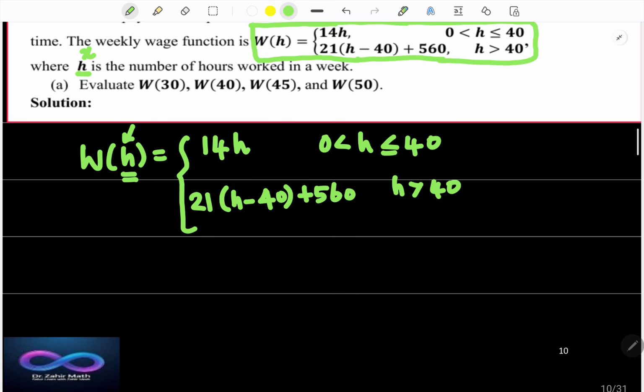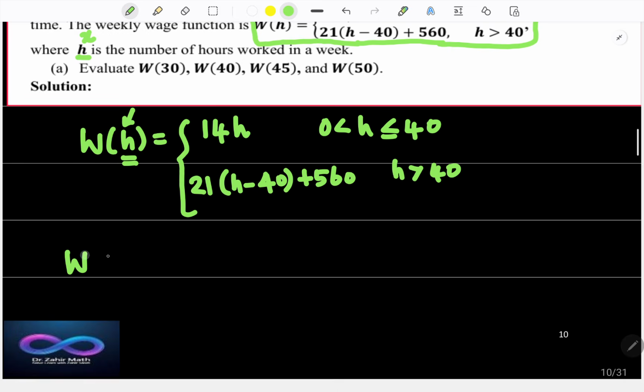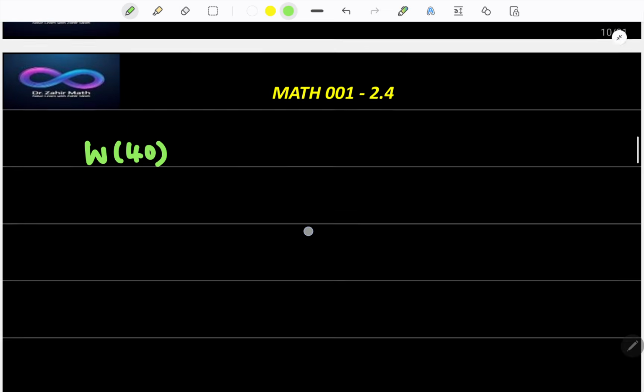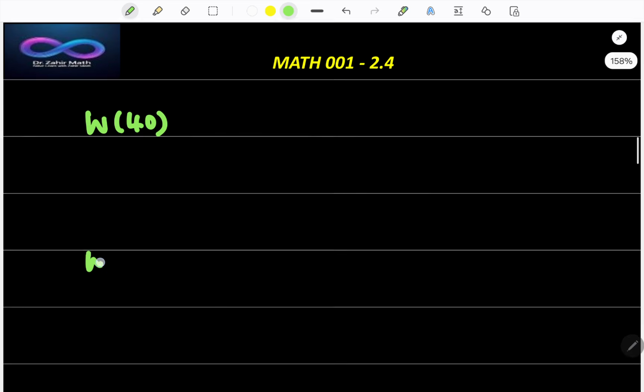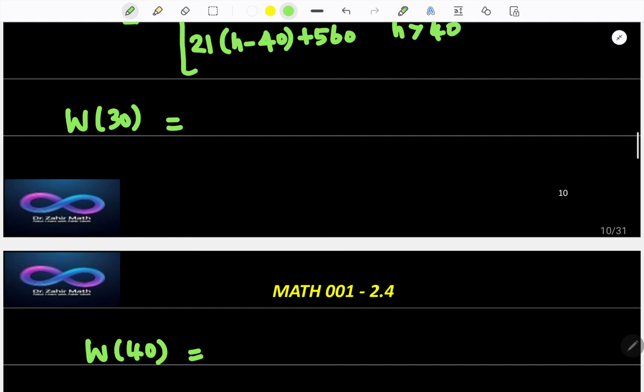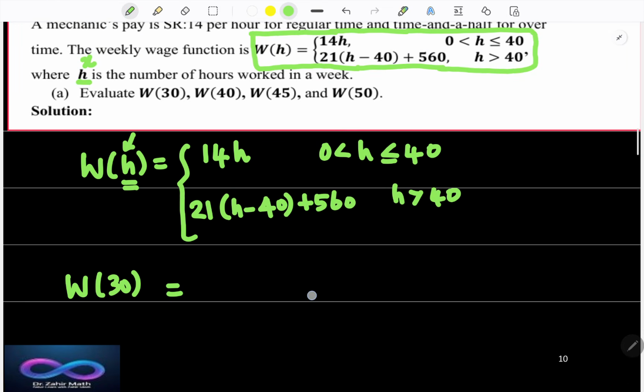And they are asking what? They are asking W of 30, W of 40, W of 45, and W of 50. These are all numbers like x, but here it is H.